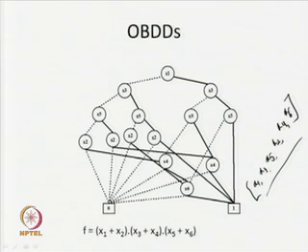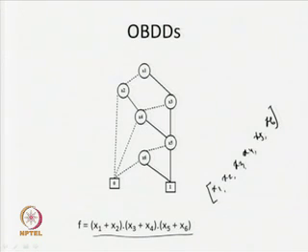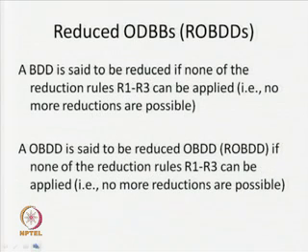So, the size of the ordered BDD depends on the variable ordering. If you look into these BDDs, no more reduction rule is possible for this one, and on the other hand for this BDD also no more reduction rule is possible. So, these are reduced ordered binary decision diagrams. That is why we say that a BDD is said to be reduced if none of the reduction rules can be applied. Similarly, for an ordered binary decision diagram, we say it is a reduced ordered binary decision diagram, ROBDD, if none of the reduction rules can be applied any further.